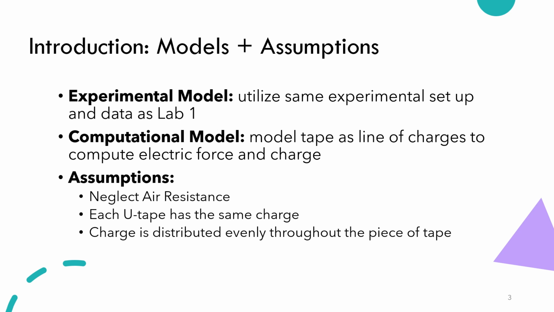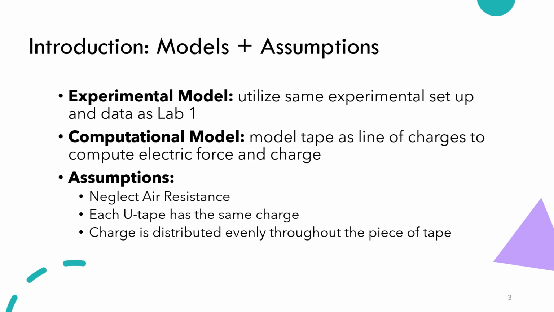For the models, we have an experimental model and a computational model. The experimental model will be the same one that we used in Lab 1, and we'll also use the same data. For the computational model, we're going to model the tape as a line of charges to compute electric force and charge. As for assumptions, we will assume that we can neglect air resistance. We will also assume that each U-tape has the same charge, and that charge is evenly distributed throughout the piece of tape.